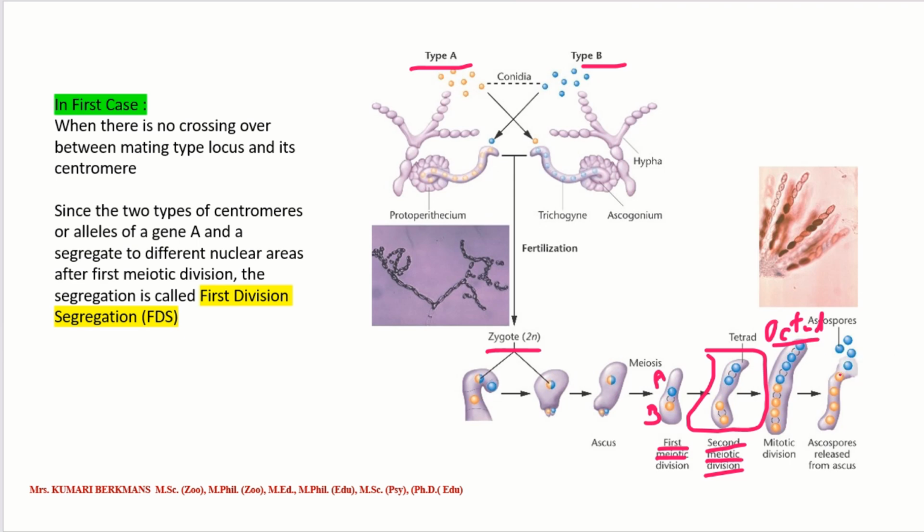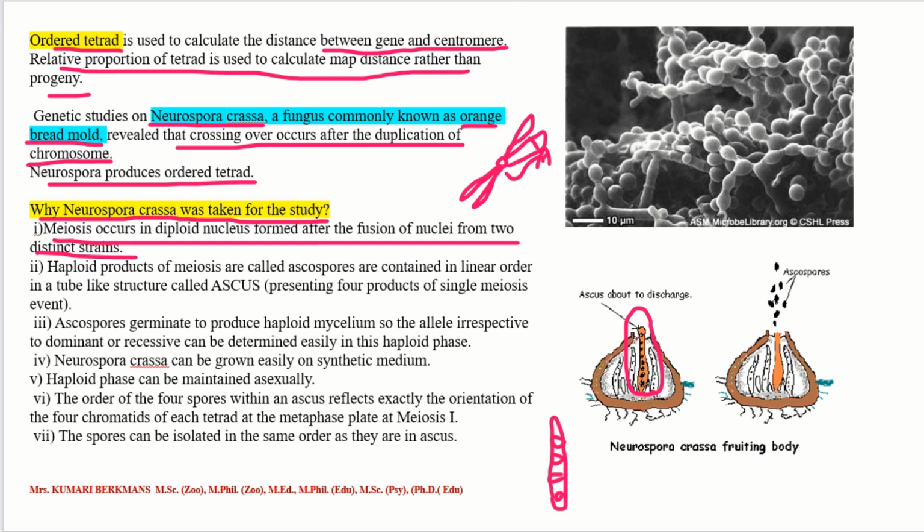Then after maturation of this ascus, it will rupture and release the spores outside. This is what I have shown here. So this ascus is in octad stage. It is very easy to study, so this fungus is selected for genetic studies. In Neurospora crassa, the haploid products of meiosis are called ascospores. I told you these are the ascospores, and they are contained in a linear order in a tube-like structure. This structure is called the ascus.